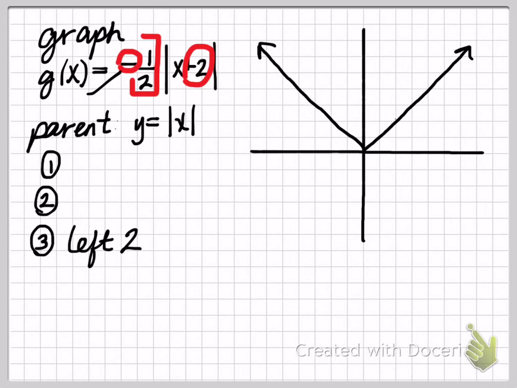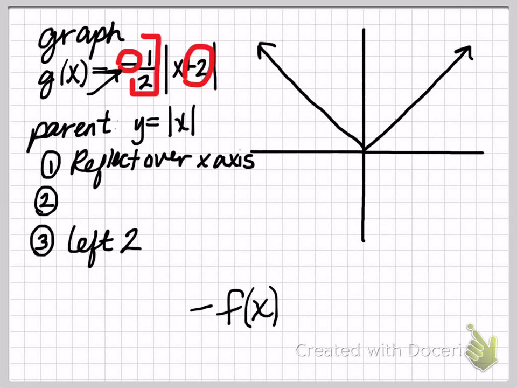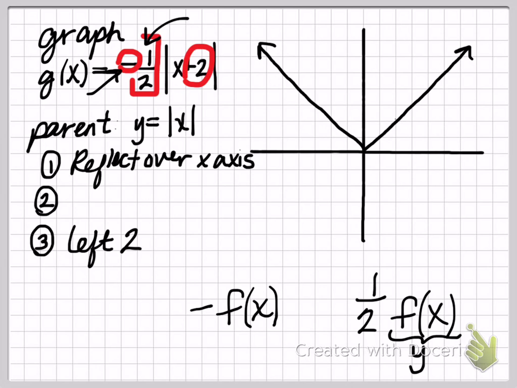Now we have a negative out in front. That's the same as multiplying our parent function by a negative 1. In other words, the negative is out in front of our parent function, so that's going to be a reflection. So we're going to reflect over the x-axis. But then we also have multiplication by 1/2. So that's essentially like taking our parent function f of x and we're multiplying by 1/2. Remember, f of x is just a fancy way of writing y. So essentially we're multiplying our y values by 1/2. So that's causing a vertical compression.